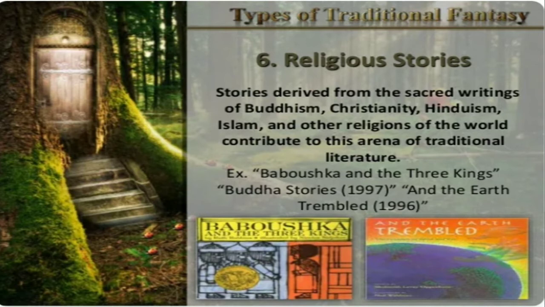The next type of traditional fantasy is the religious stories. Stories derived from the sacred writings of Buddhism, Christianity, Hinduism, Islam, and other religions of the world contribute to this arena of traditional literature. Examples of this are Babushka and the Three Kings, Buddha Stories, 1997, and The Earth Trembled, 1996.